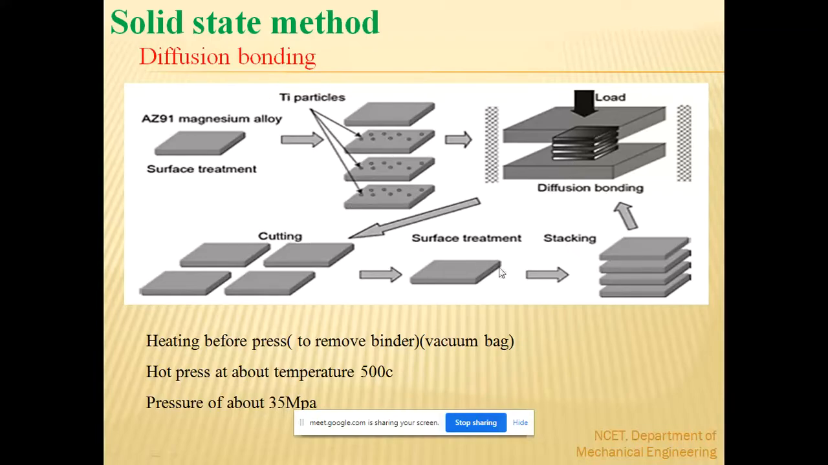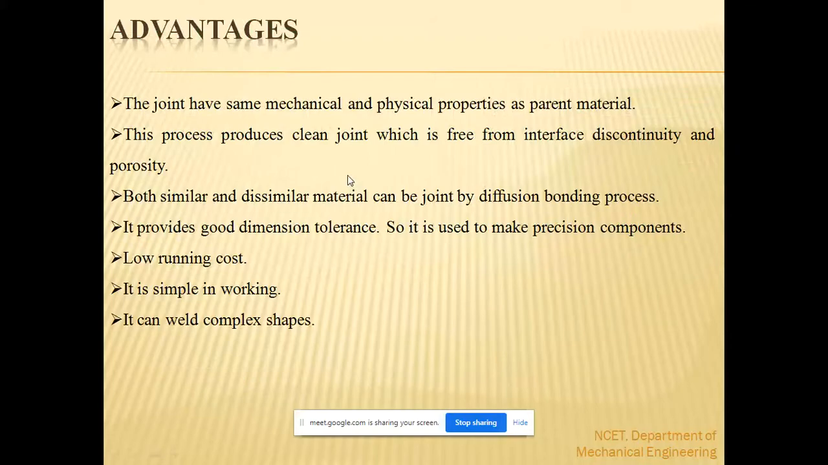This diffusion bonding happens in the solid state. Here we are not using any liquids or any gas. That's why everything is solid in nature, and that's why this is called a solid state method. And what are the advantages of this one? What are the advantages of diffusion bonding?